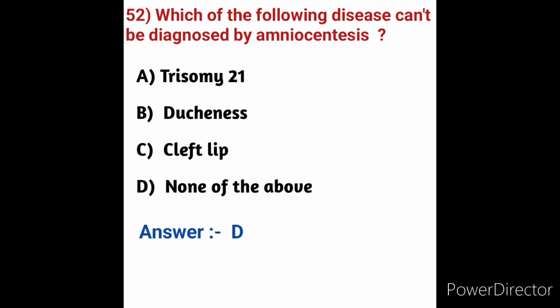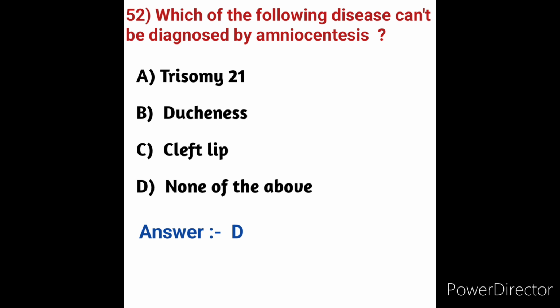This was covered in the video in the 45th question. We already discussed amniocentesis, so we will discuss it briefly in this question. Amniocentesis cannot diagnose option C, cleft lip. We can diagnose chromosomal and congenital disorders in amniocentesis, for example trisomy 21 and Down's and Edwards syndrome. These we can identify in amniocentesis.